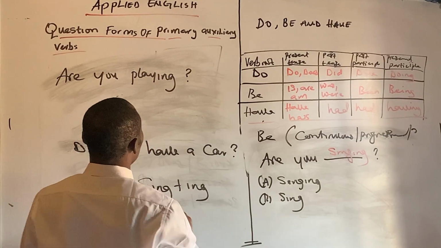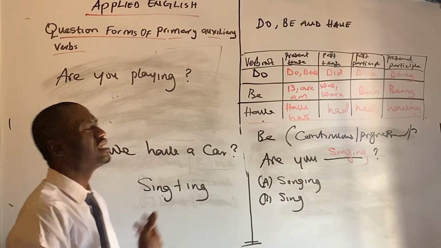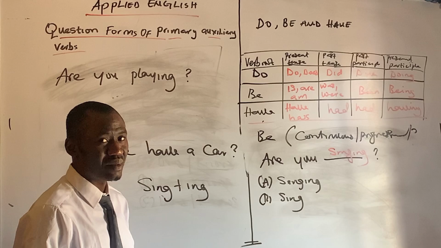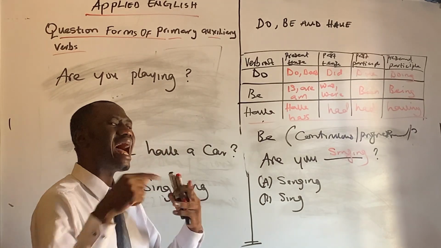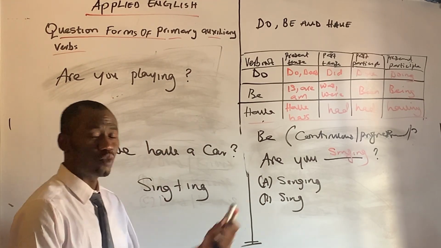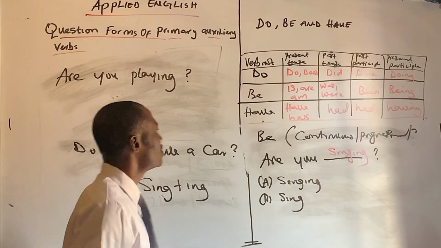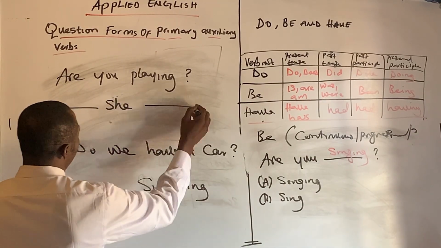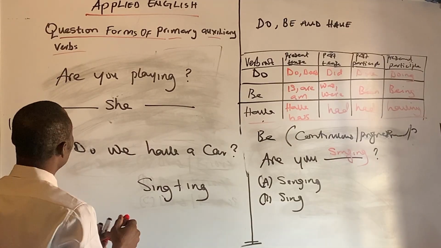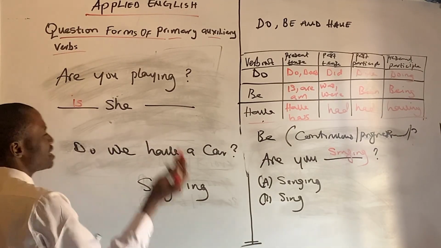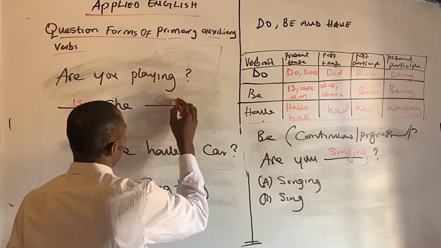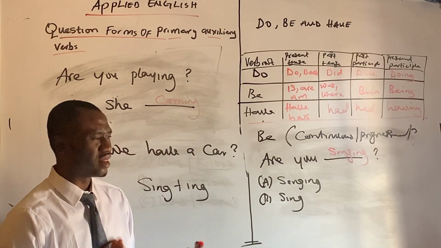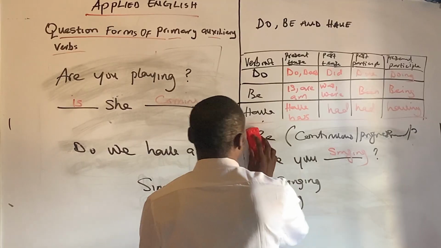Are you playing? Understand that it is in progressive form. So the main verb is changed by adding ing to it. It becomes "are you playing?" Is she coming? Is dash she dash. What will be here? It will be is, because it's a singular subject. Is she coming? Not "are she coming." Stuff like that.